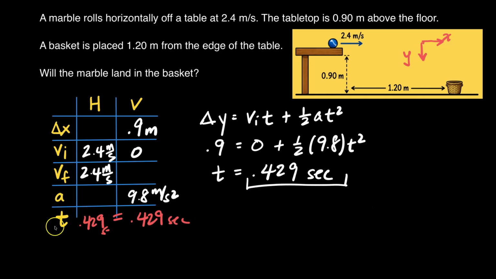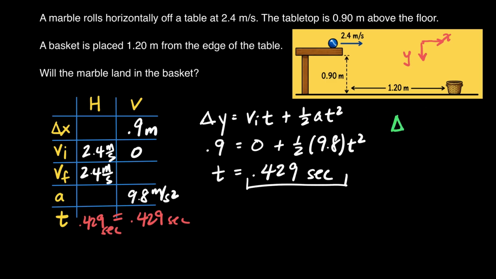This goes into the bottom row of our variables chart, and notice that the time on the horizontal side is equal to the time on the vertical side because they describe the same marble during the same flight time. This is the time it takes the marble to fall 0.9 meters to the floor.